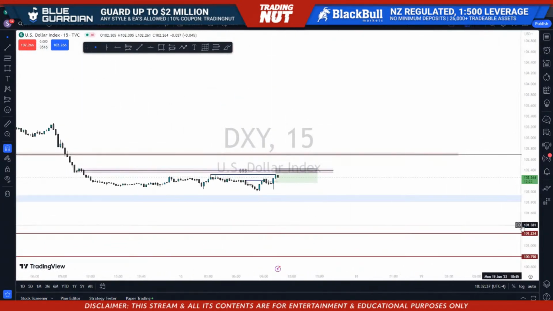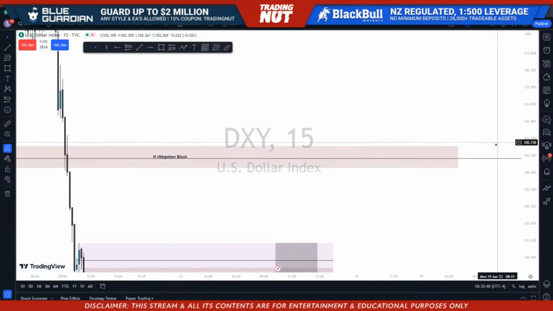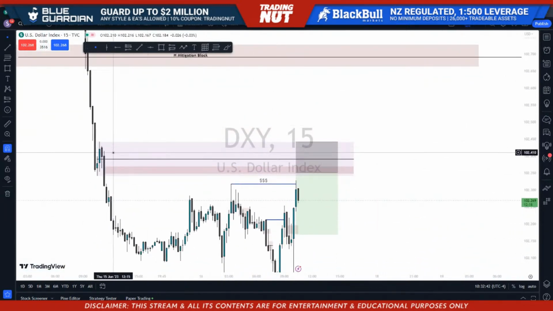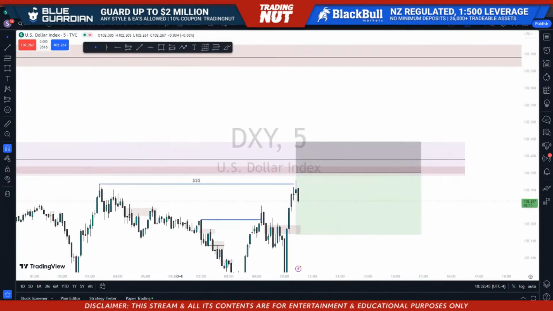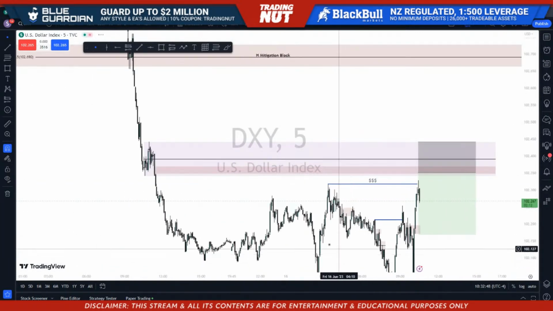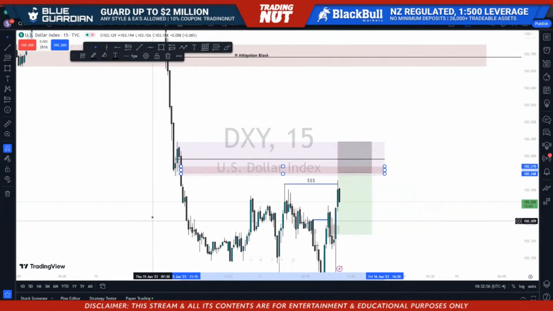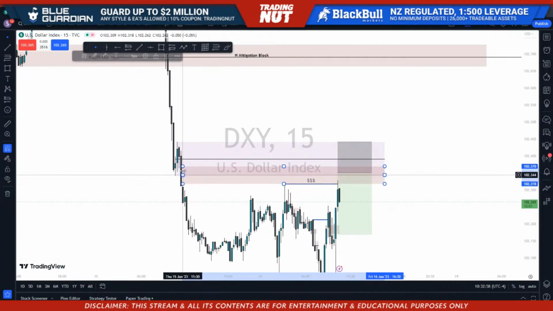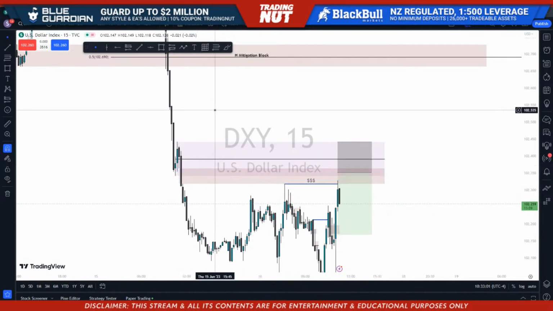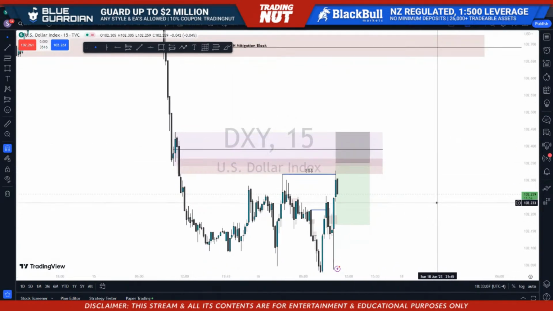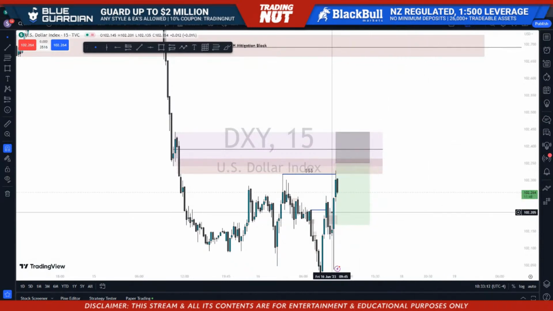So the dollar index didn't come to our hopeful target of this 5-minute imbalance. What we did do is we came down into the 15-minute imbalance. That's also in line with the 30-minute order block. If we break these previous 50-minute lows, we're going to monitor it because there's also a fair value gap here. And we're going to see if price wants to trade into this 30-minute order block.